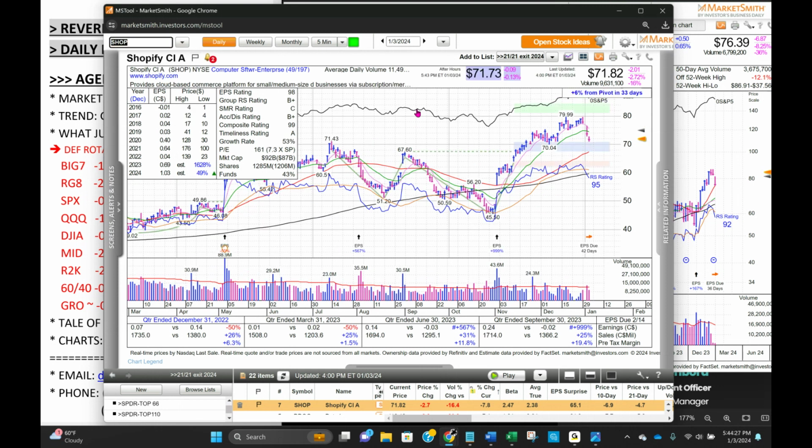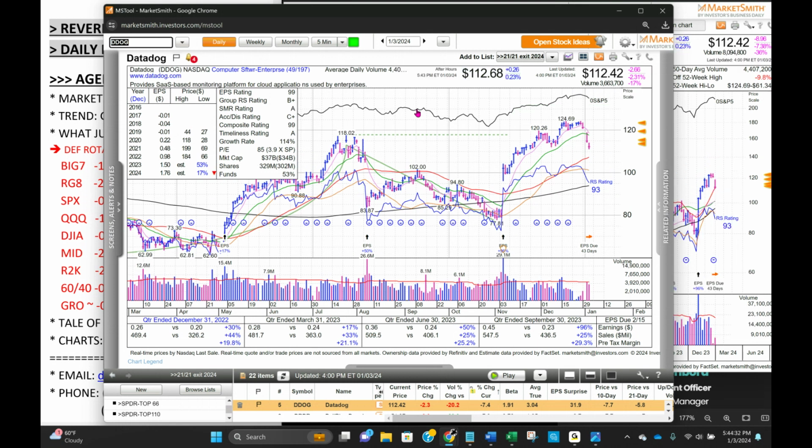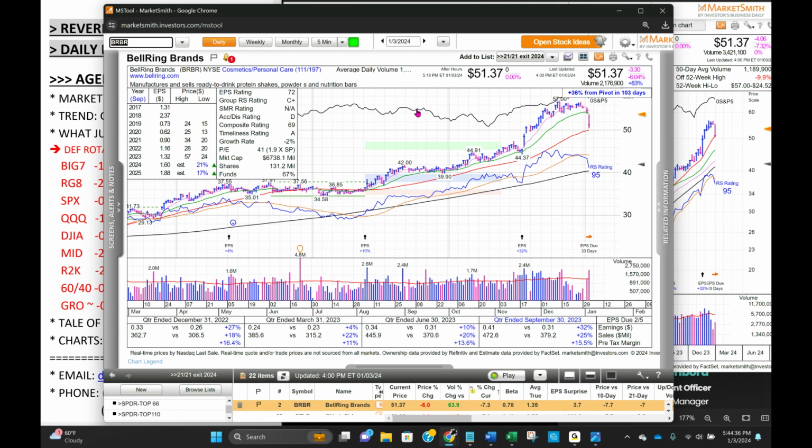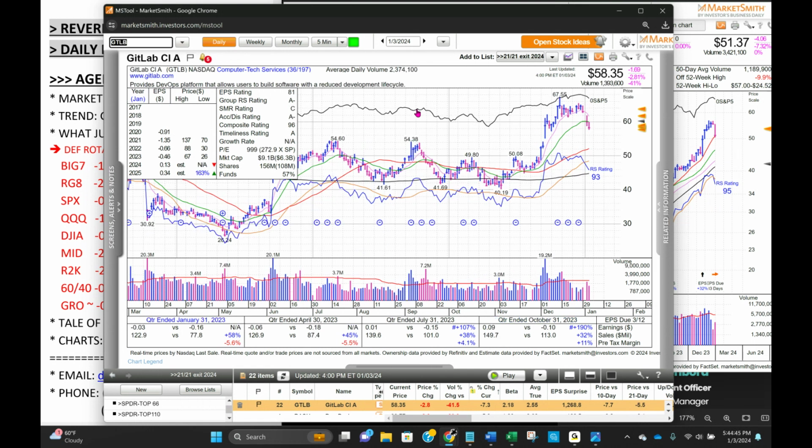Here's BRBR, big break below the 21 on 83% average volume, broken chart on the daily right to the 10-week. It's important to be able to look at both time frames. GitLab not even close to the 10-week. Dash below the 10-week. VRT bounced late in the day and bounced at the 10-week.